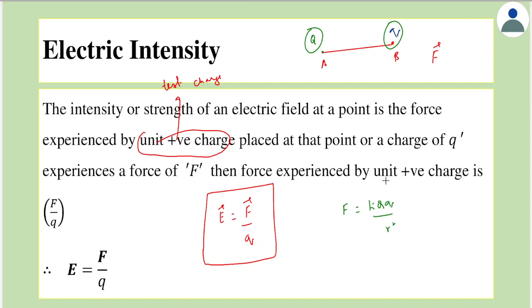So we place a unit positive charge. This is called the electric field. If we write in terms of only magnitude, that is, if I write E equals F by q, this is called its intensity, because what we get here is only its magnitude.